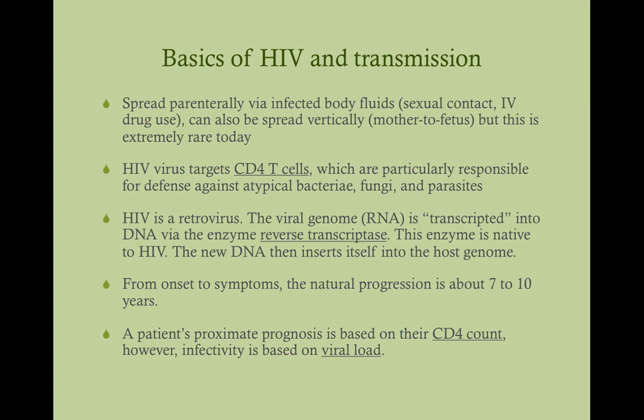Now, the natural progression of HIV from onset to symptoms is about 7 to 10 years. Back in the 1980s, when we didn't have any medications for HIV, these patients would get infected with HIV, and in 10 years they'd be dead. That is not the case anymore. Now that we have antiretroviral drugs, people are living very, very long lives with HIV and not even having necessarily any infections from it. And this is a really good thing. Now, we haven't gotten to the point where we can cure HIV, so we can't take a person who's HIV positive and make them HIV negative, but they're living much longer and much healthier lives than they used to.